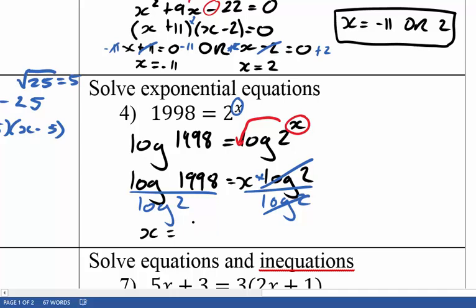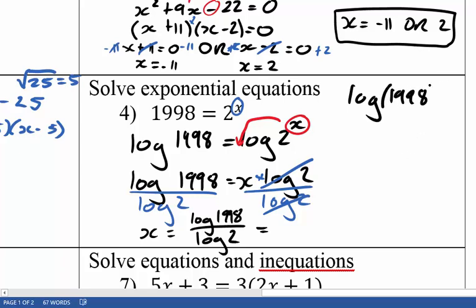Okay, so x equals log 1998 over log 2, and that equals, and this is where you need to get your calculator out. On my calculator I press log, and then I press 1998, and on my calculator I need to close the brackets. Most of yours will just say log 1998, but if it opens a bracket on your calculator, you put 1998 in, and you need to close that bracket off.